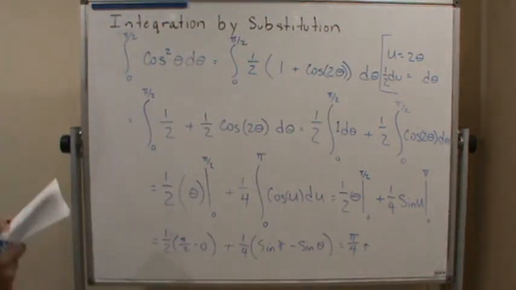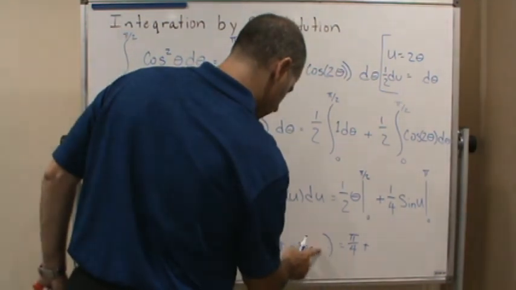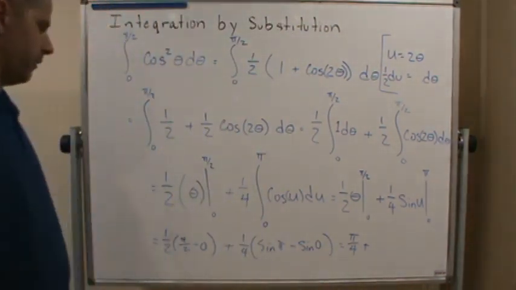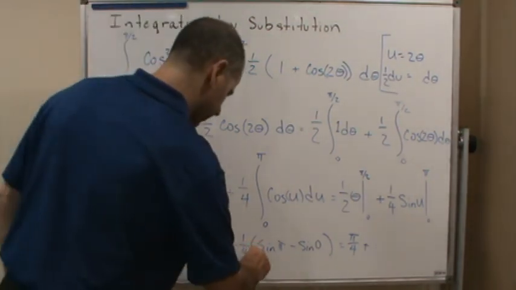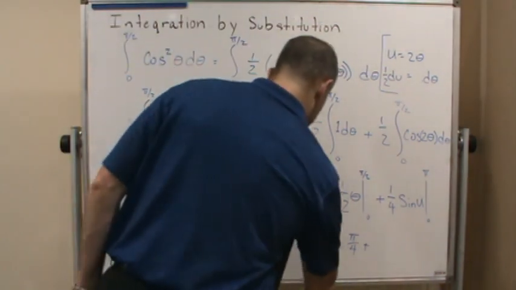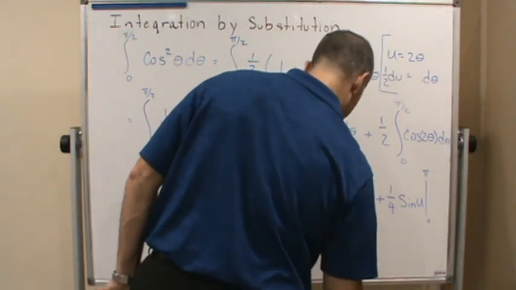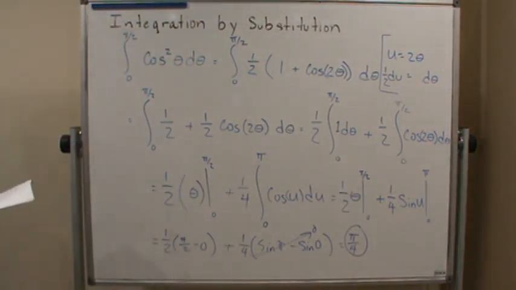Plus, well, what's sine of pi? 0, right? Sine of pi is 0. Sine of 0 is 0. So this whole thing just goes to 0. And so we just end up with pi over 4. And that's the answer.